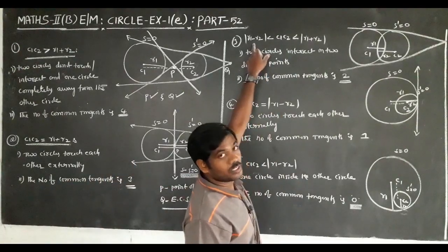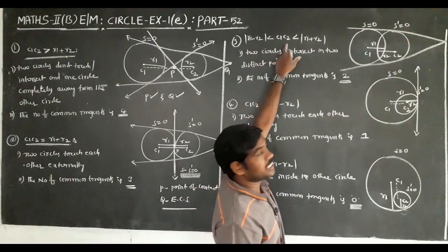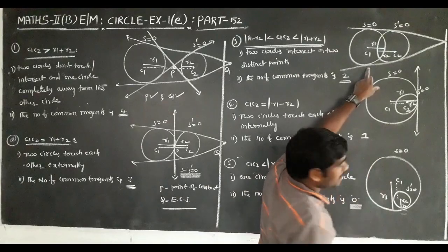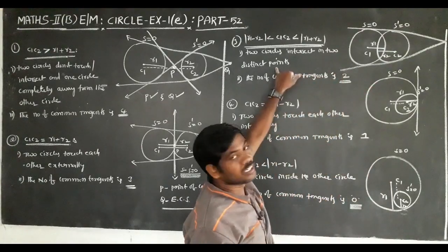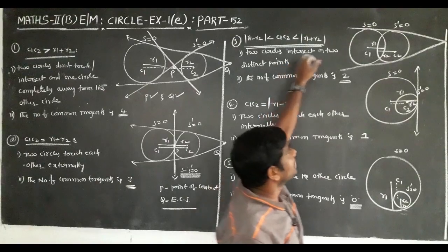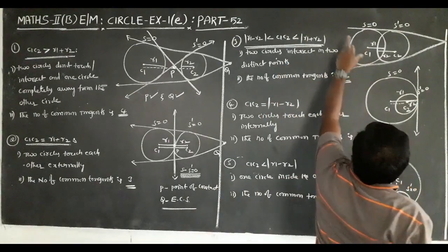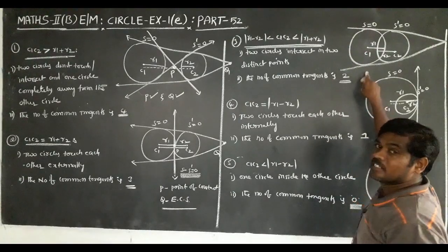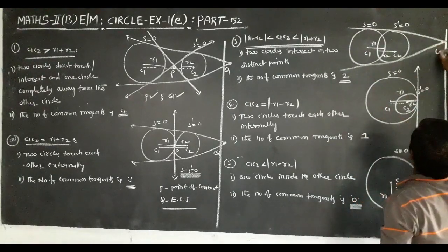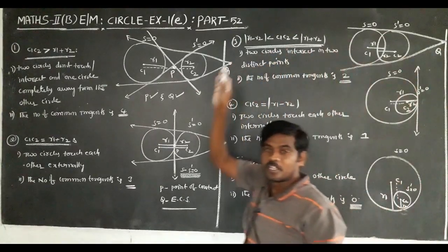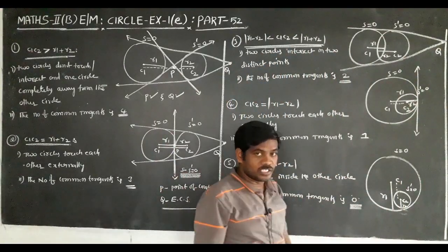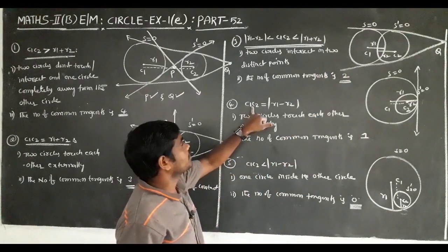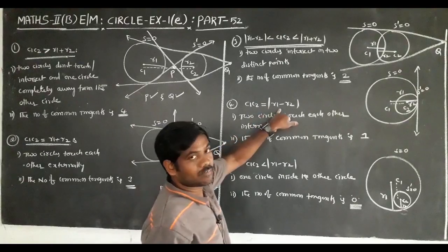Next, third one, if mod of R1 minus R2 is less than C1C2 is less than R1 plus R2, in this case two circles intersect in two distinct points. Here the number of common tangents is 2. Here P does not exist, only Q exists. Q means the external center of similitude exists.